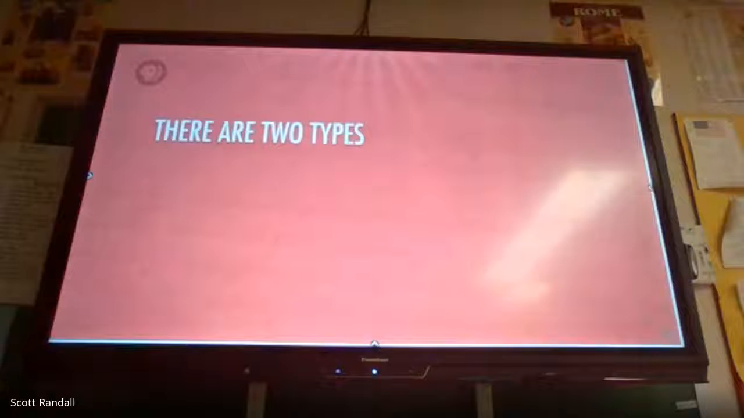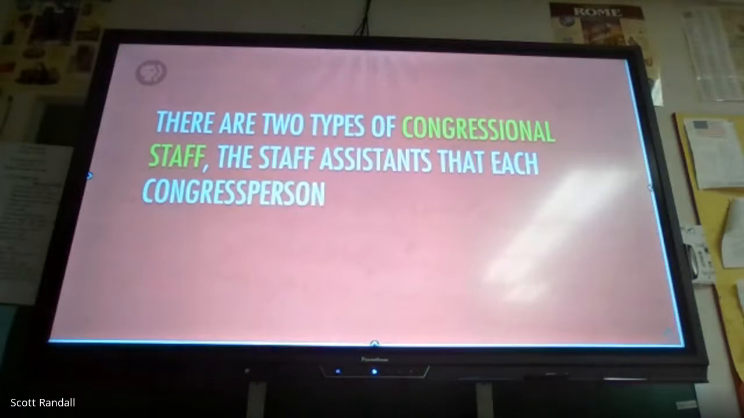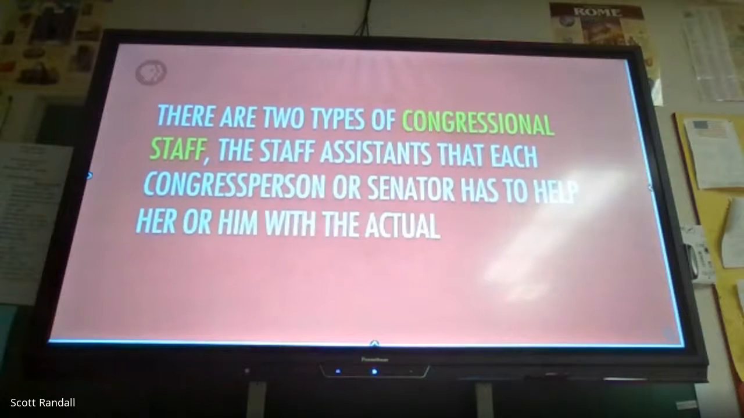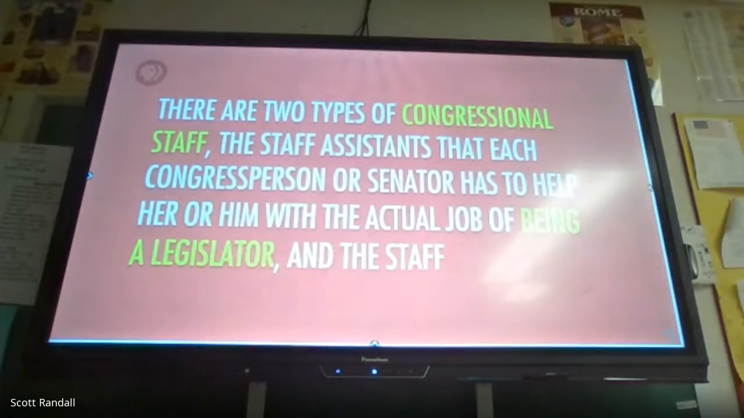Gingrich also made changes to congressional staffing, but before we discuss the changes, let's spend a minute or two looking at congressional staff in general. There are two types of congressional staff: the staff assistants that each congressperson or senator has to help him or her with the actual job of being a legislator, and the staff agencies that work for Congress as a whole.